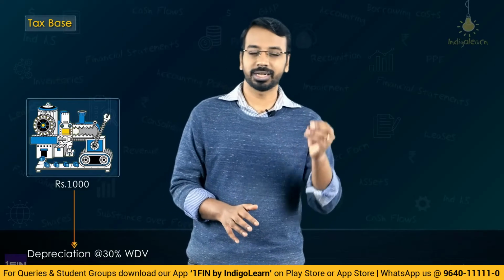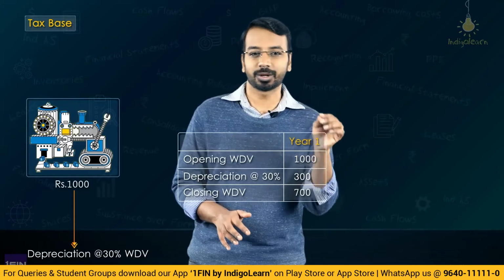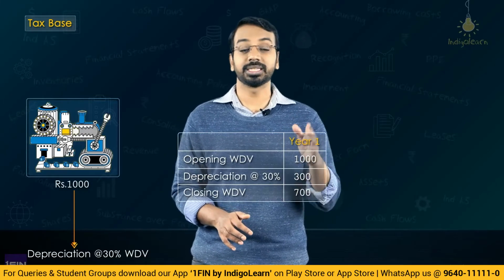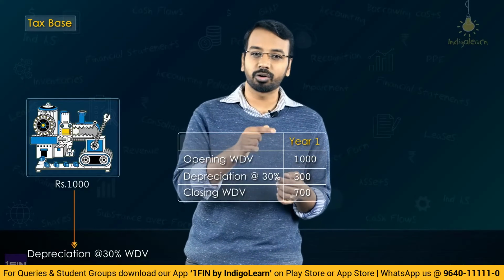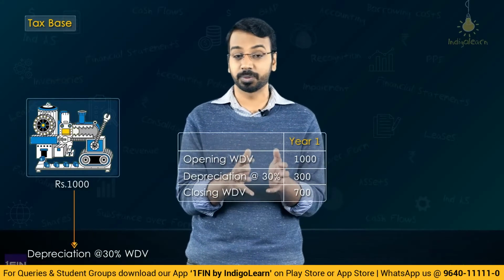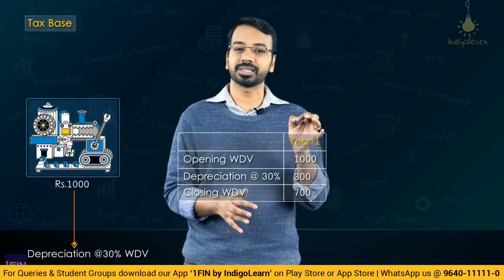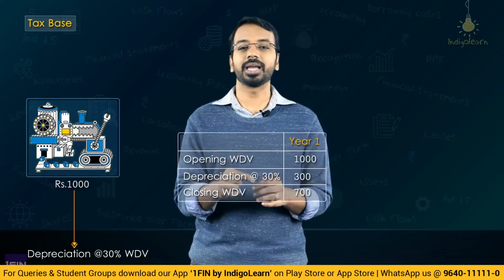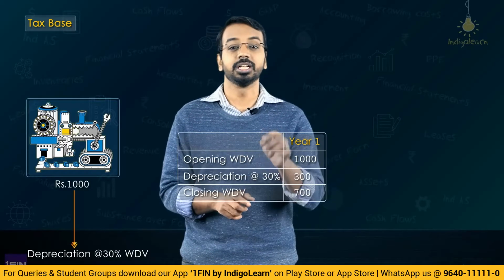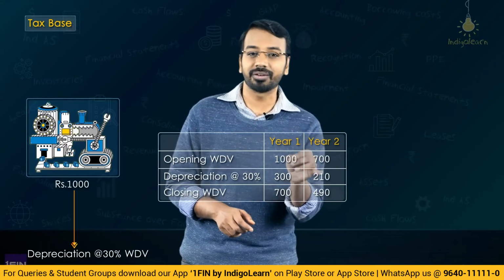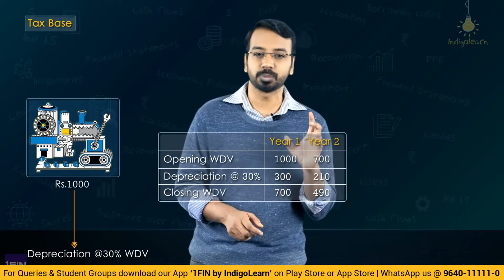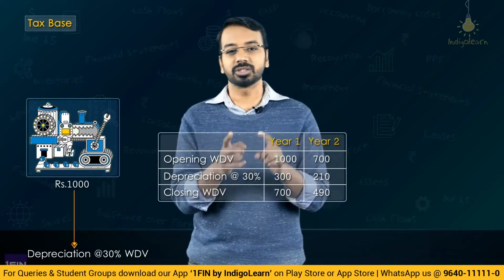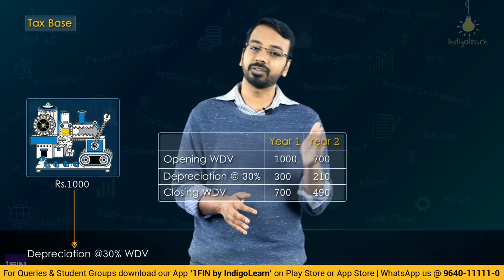So, 1000 is the cost. Let us say at the beginning of year one, you purchased it at 1000. Then in the first year, you charged depreciation of 30%, that is 300. So, what is the written down value at the end of the first year for tax purpose? 1000 minus 300, 700 is the written down value. Now, in the next year, on this 700, you will get a 30% depreciation deduction. So, that is 700 multiplied by 30%, 210 rupees. So, 700 minus 210, you get 490. That is the WDV at the end of year 2.